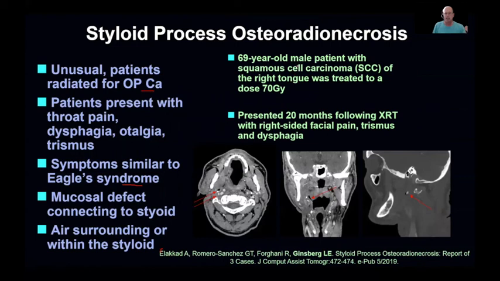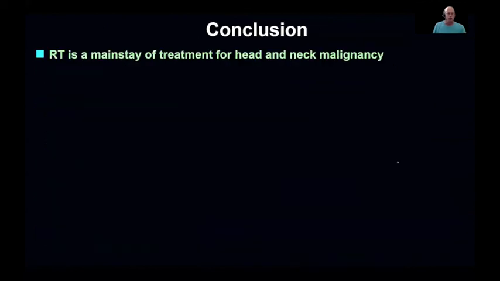This was a 69-year-old who was given 70 gray for a right tongue cancer, and we can see there is this small mucosal defect here that is extending towards, and actually then we can see air surrounding the patient's right styloid process. So in conclusion, radiation therapy is a mainstay of treatment for head and neck malignancies.